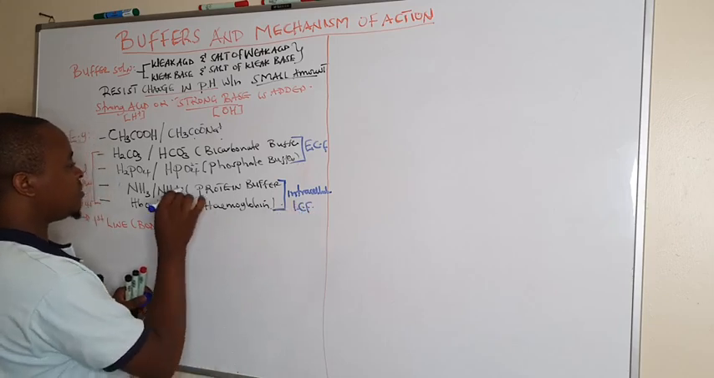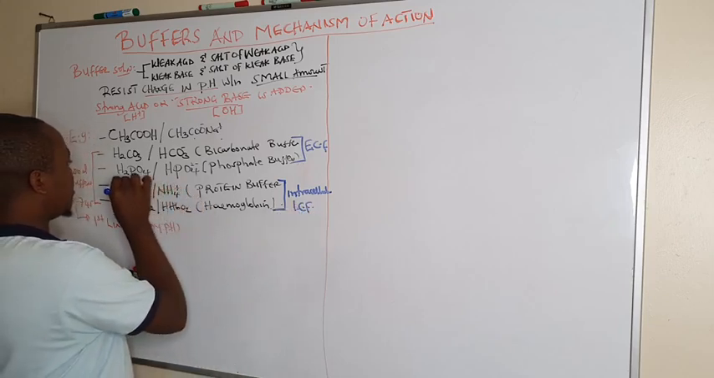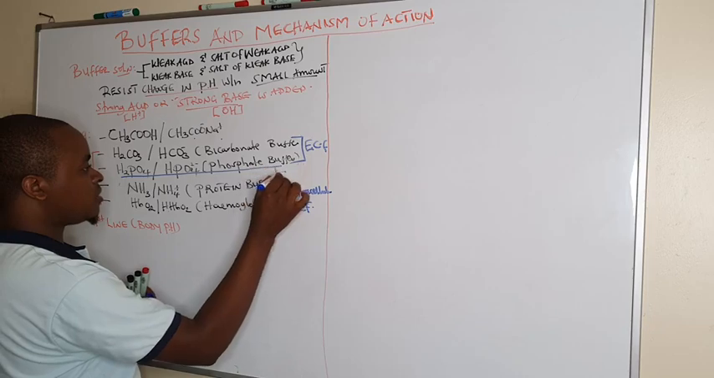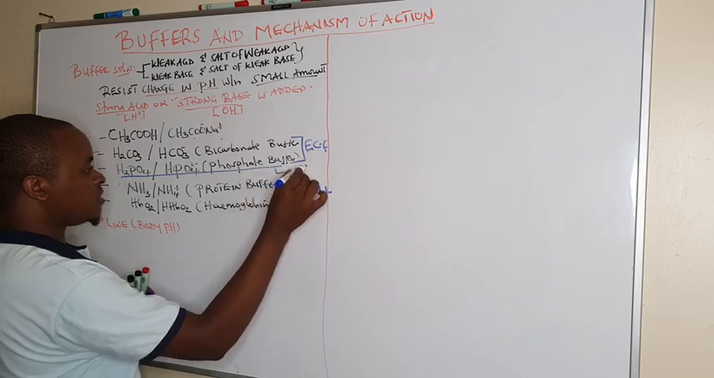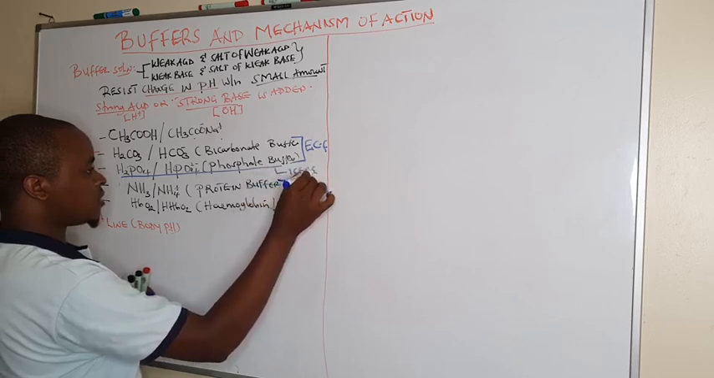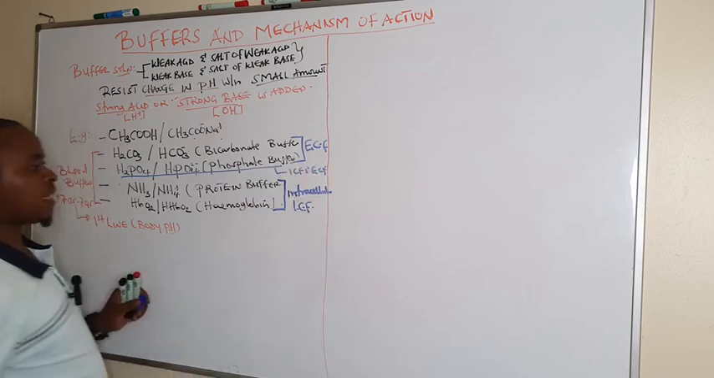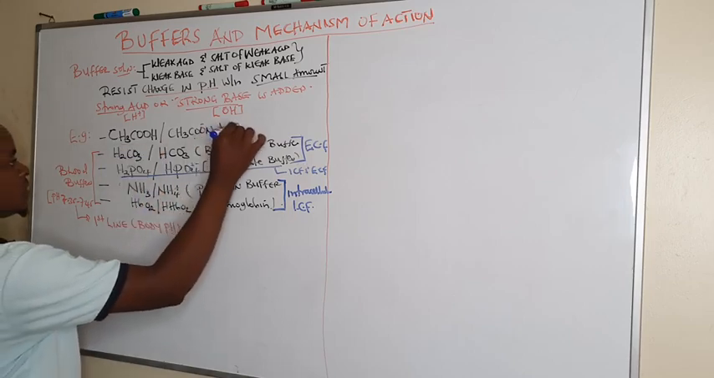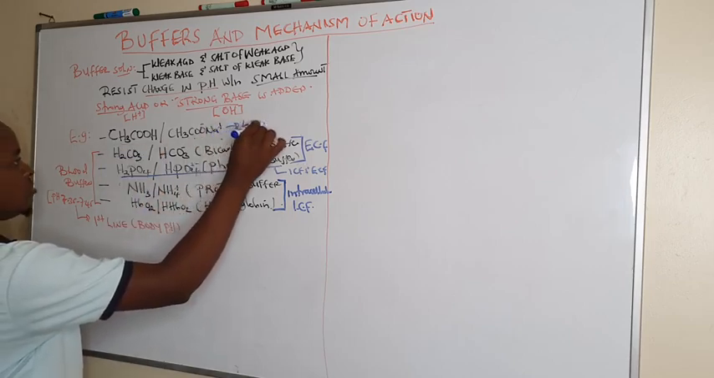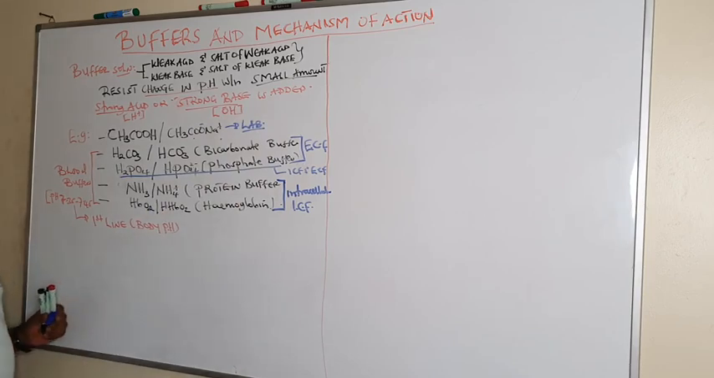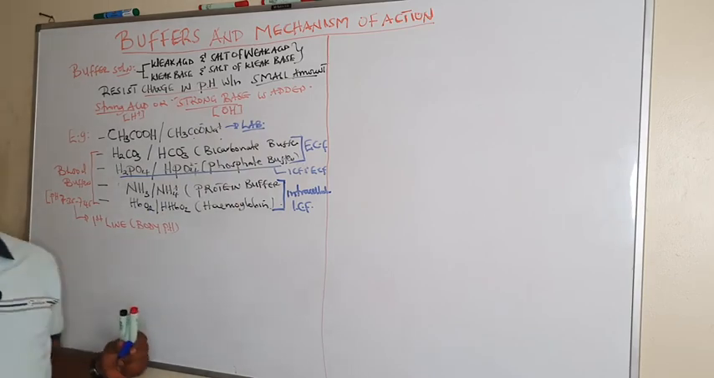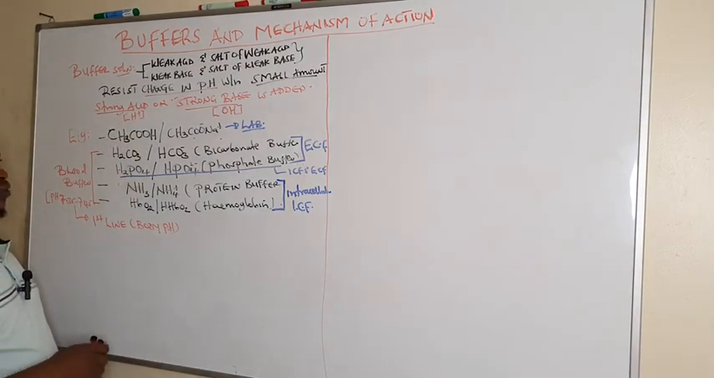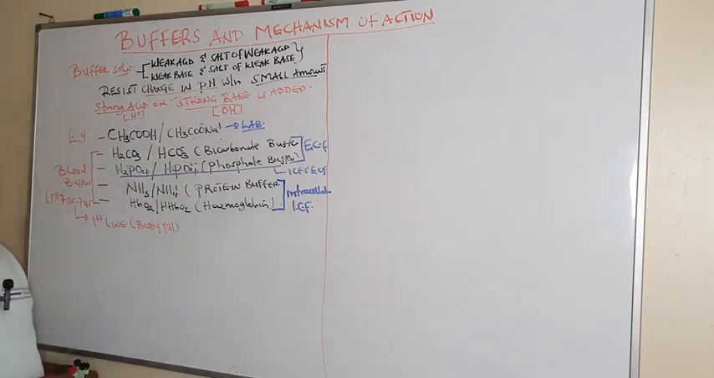But the phosphate buffer is both. Phosphate buffer can maintain both intracellular fluid and extracellular fluid. So these are the blood buffers. Whereas this ethanoic acid is used in the laboratory to maintain the pH of solutions, whereas these ones are the body buffers.